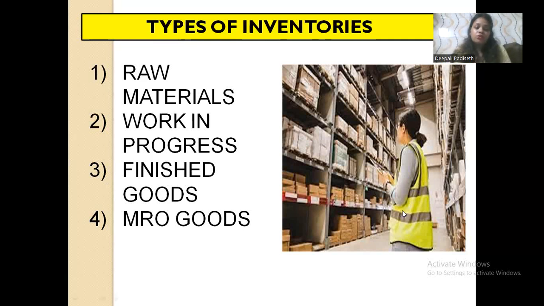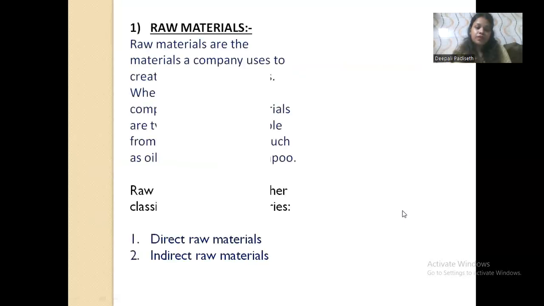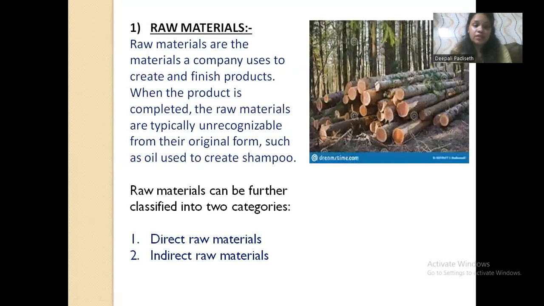Let's see raw material. What are raw materials? Raw materials are the materials a company uses to create and finish products. These raw materials consist of all the items that are processed as an input to produce the final product. Like wood, which we have discussed, is a raw material and its final product is a chair or table. These materials can be categorized into two types: first is direct raw materials and second is indirect raw materials.